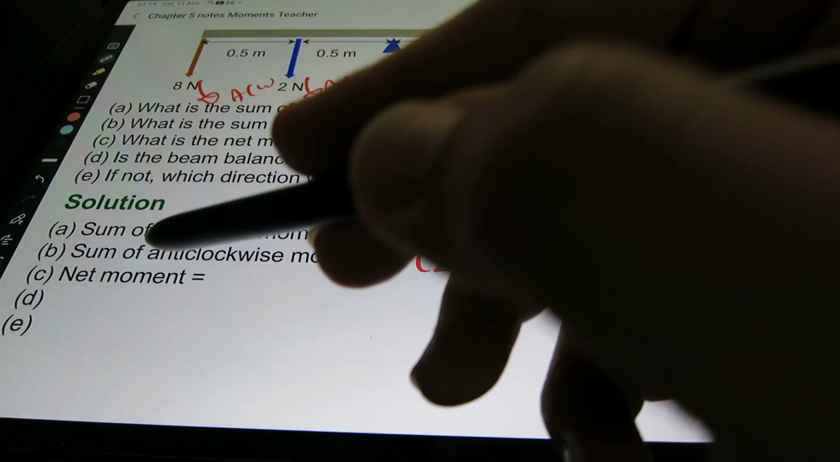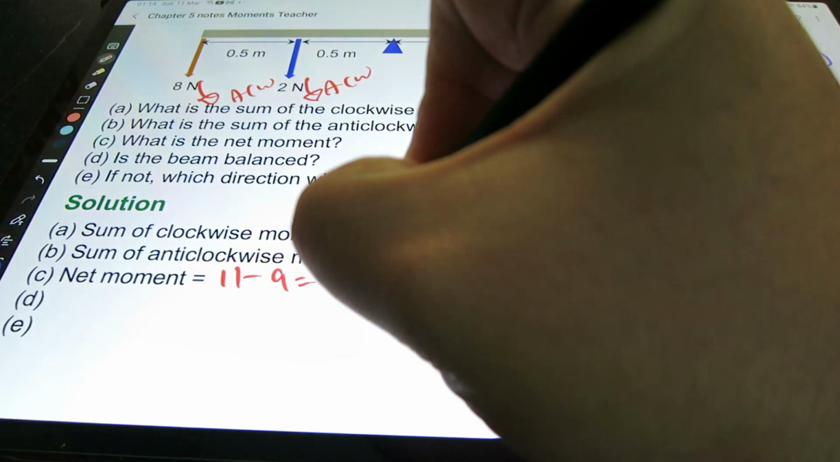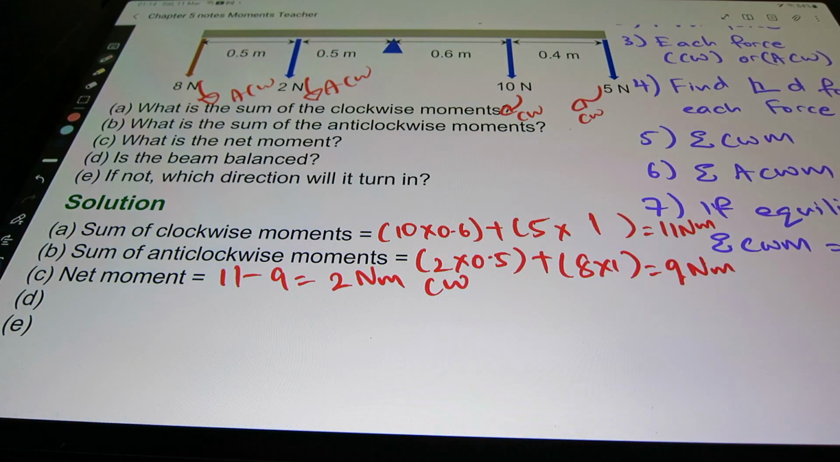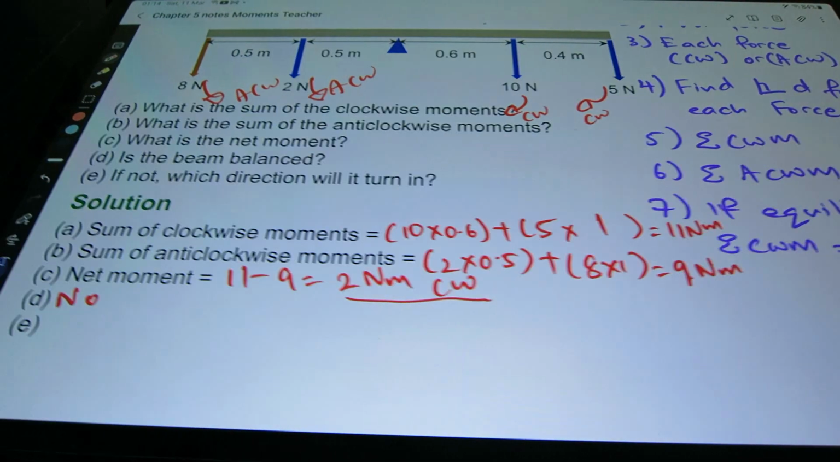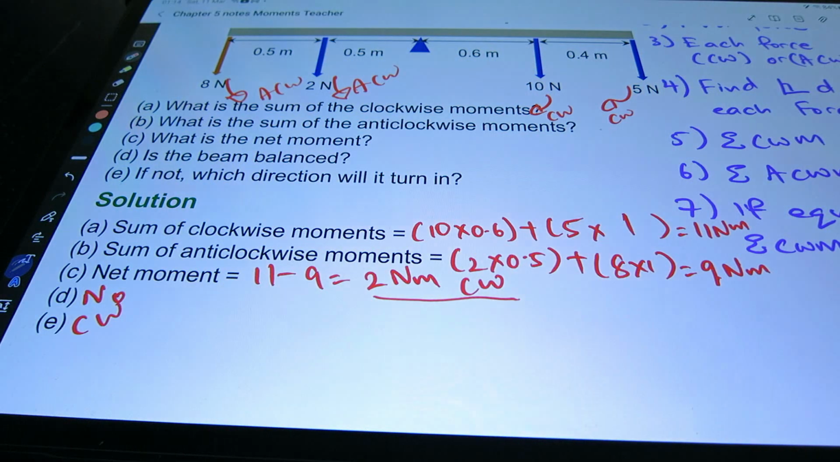They ask you what is the net moment, or the resultant moment. The resultant moment is going to be 11 minus 9. It is 2 newton meters, and you must tell me which direction: in the clockwise direction. So is the beam balanced? No, because I have a resultant moment, so it is not balanced. If not, which direction will it turn? It will turn in the clockwise direction.